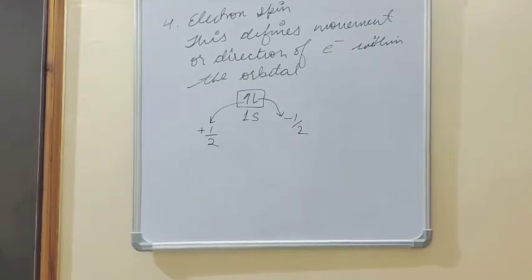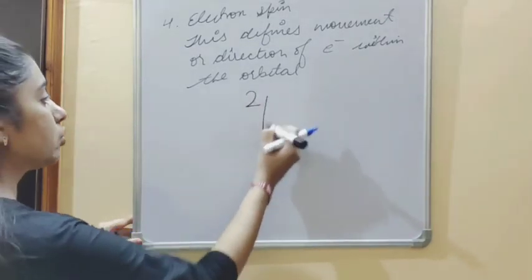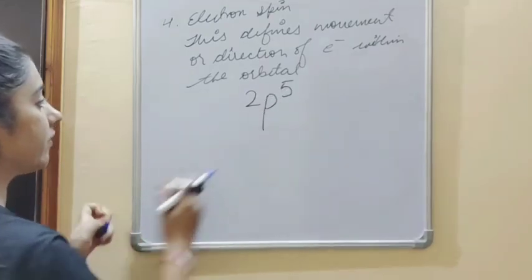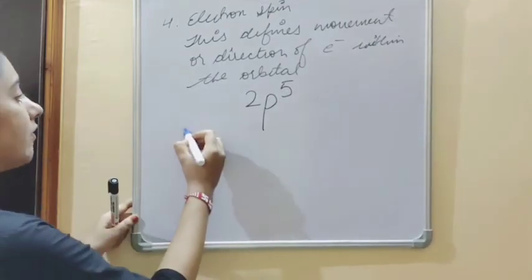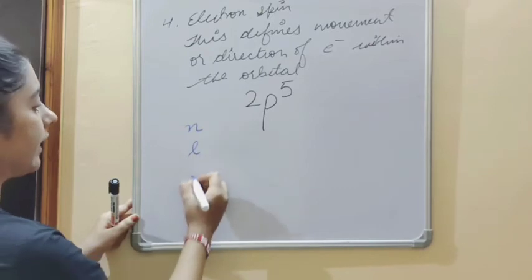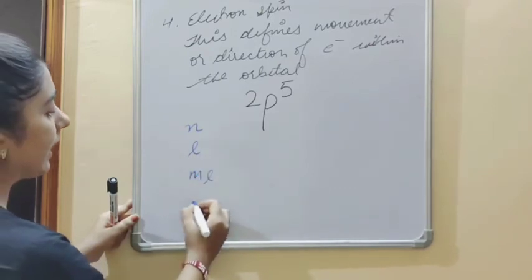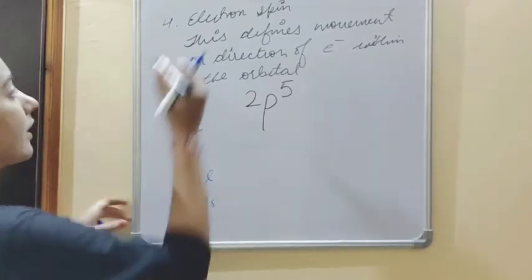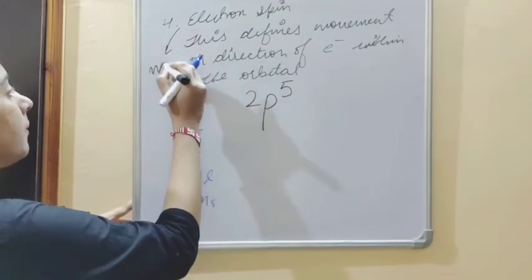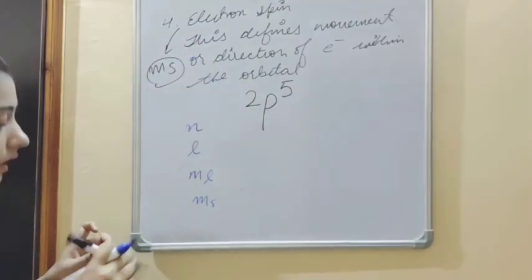Let's take an example based on all 4 quantum numbers. The example is 2p5, and we have to calculate the value of n, the value of l, ml, and the last one is ms. The electron spin is also denoted by ms.